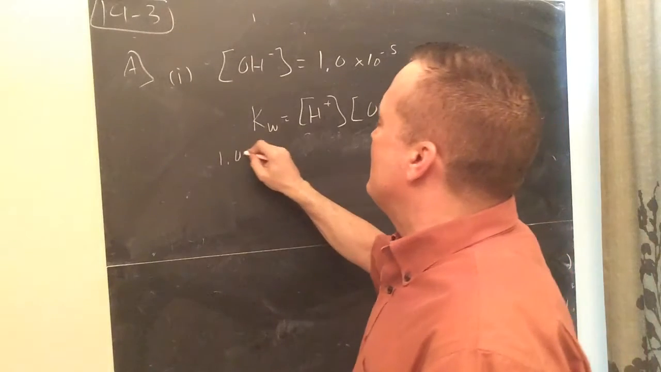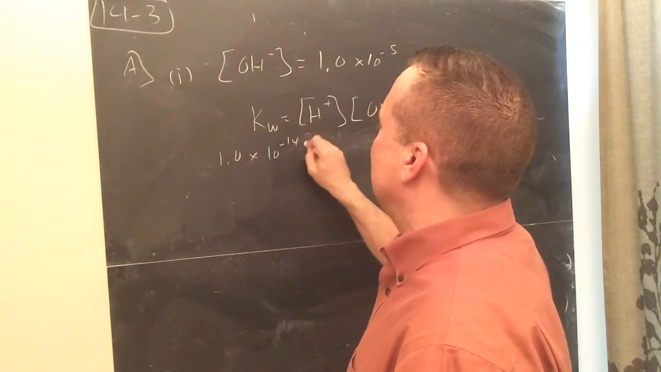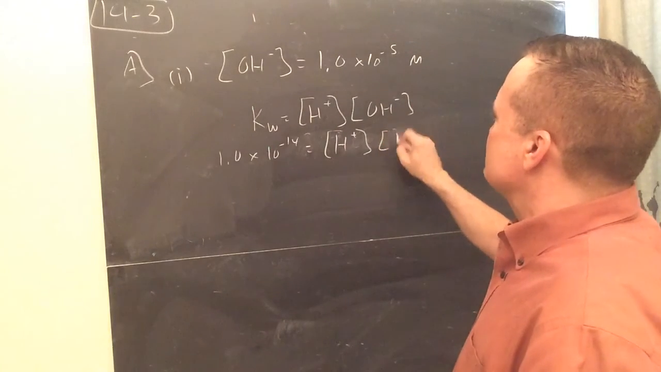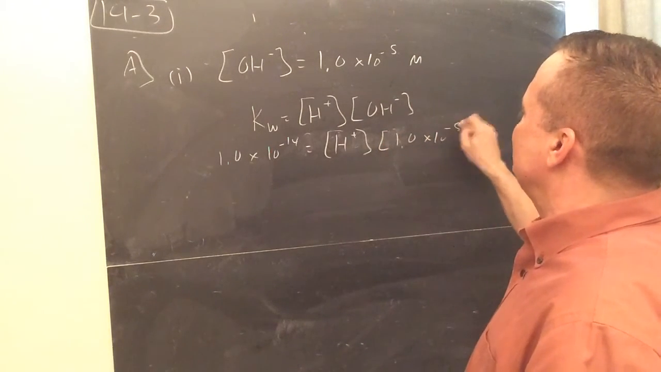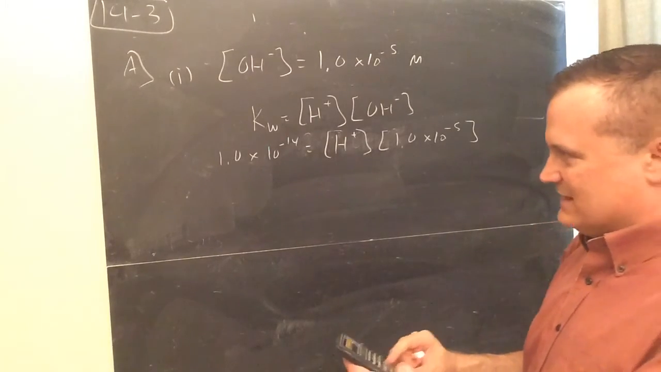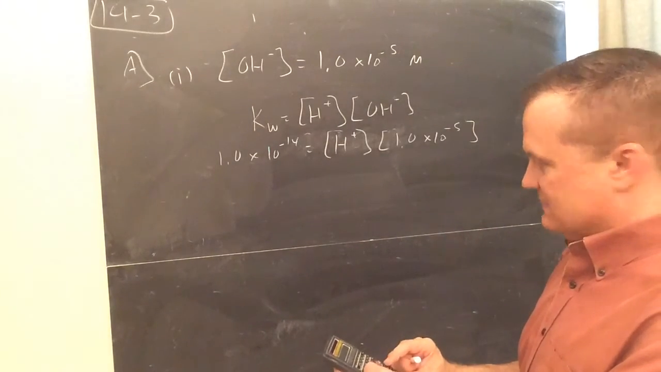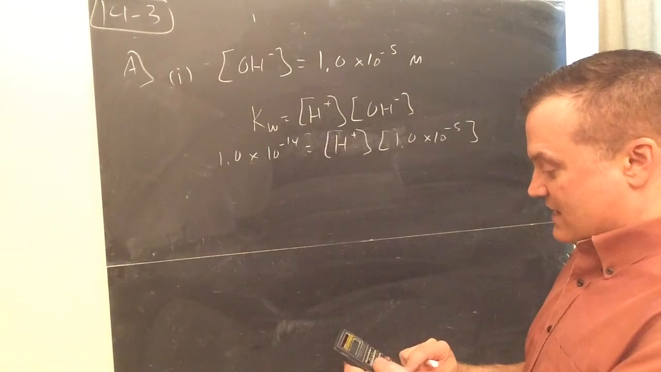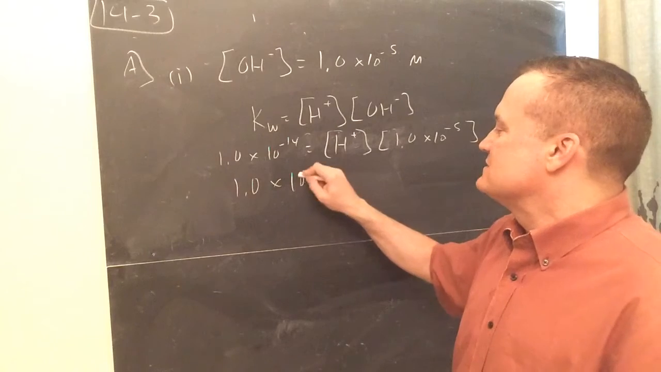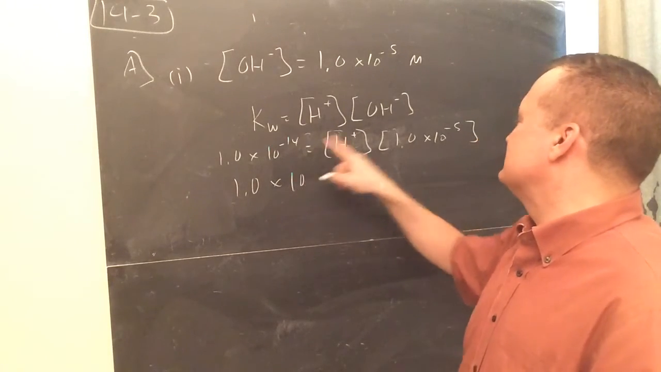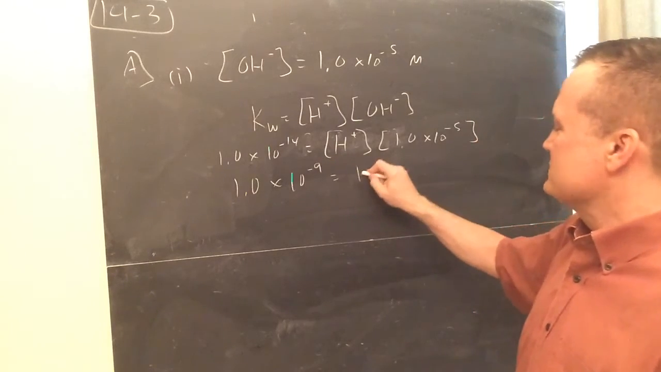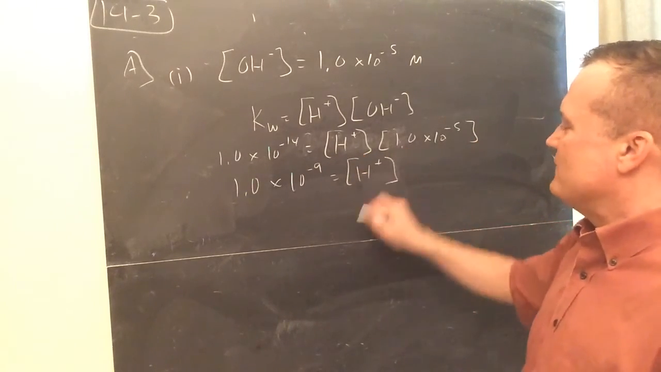So 1.0 times 10 to the negative 14 is equal to the H plus concentration, molarity, times 1.0 times 10 to the negative 5. No ice boxes in this part, not yet, not today. 1 times 10 to the negative 14 divided by 1 times 10 to the negative 5 is 1 times 10 to the negative 9. Just subtract the exponents: negative 14 minus a negative 5 is negative 9. That equals H plus.